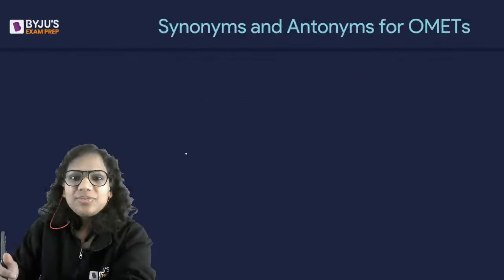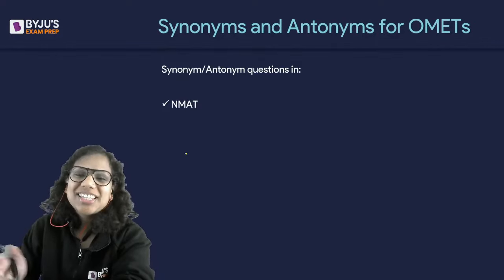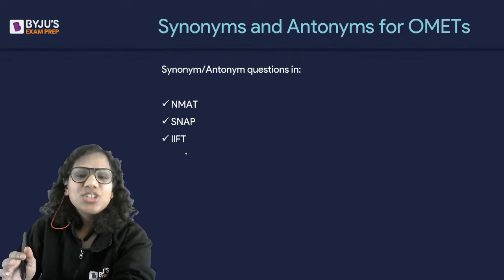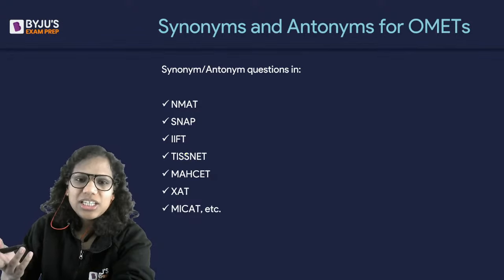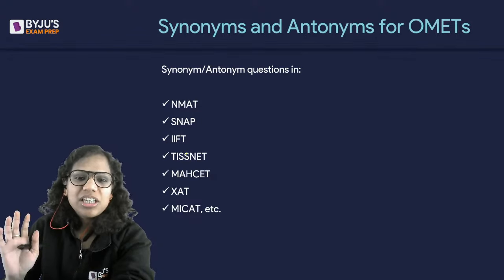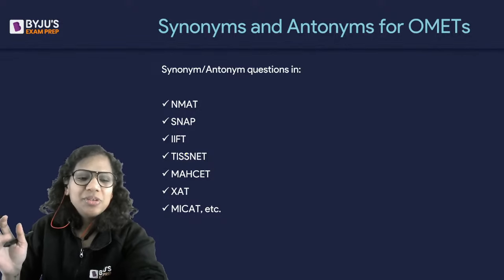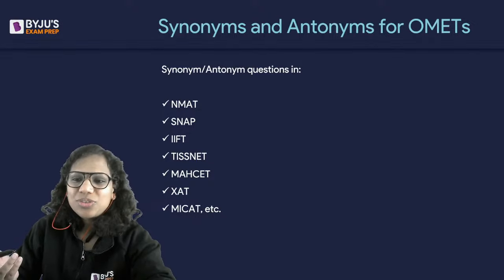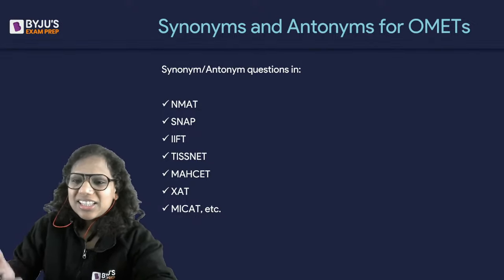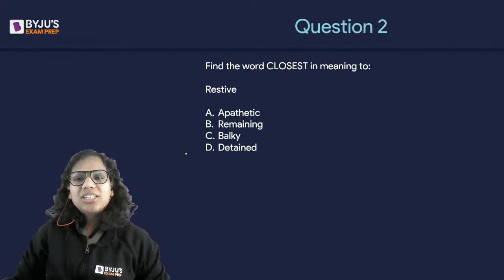Now, how is it important for OMETs? It's important because these questions are directly asked in OMETs, just like your grammar questions, right? In all these OMETs, as you can see on your screens, NMAT, SNAP, IIFT, TISSNET, MHCET, XAT, MyCAT, you do get synonym antonym questions. And I'm sure that you must be planning to take at least one of them, right? Correct, Prajwal, correct.